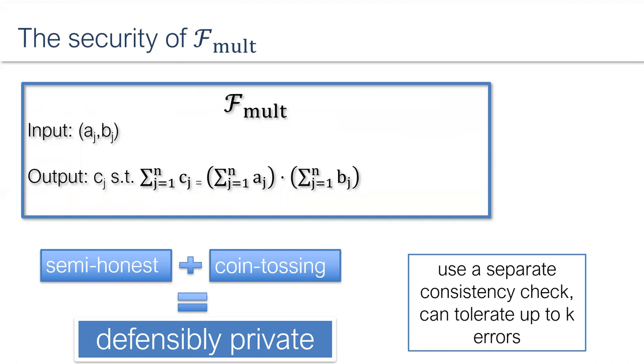What's new here is that we observe that we can have a separate consistency check for the randomness used for generating random instances of FMULT, such as random triples. And in contrast to prior work, where all such instances must be correct, here we can tolerate up to k such errors, which will be caught with high probability by the consistency check in the online phase.